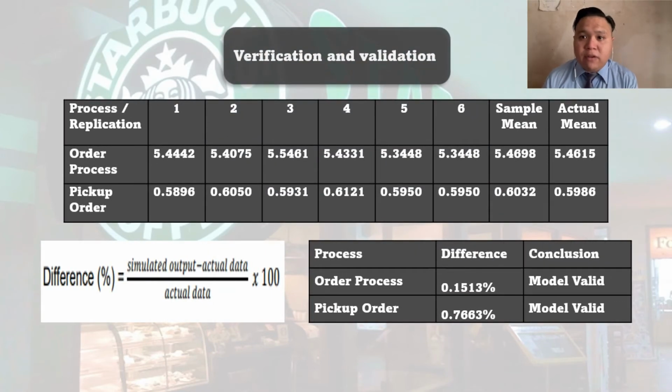So I'm going to explain about the verification and validation. After completing the simulation, verification and validation of the model need to be completed. The model used the first approach of the validation simulation model, which is the percentage difference between the model prediction and the actual observation. The validation process only involves the two main processes, which are the order process and pickup order process. From the second table, the order process is equal to 0.1513%, while the pickup order process is 0.7663%, which are both less than 10. Thus, the model is considered valid.